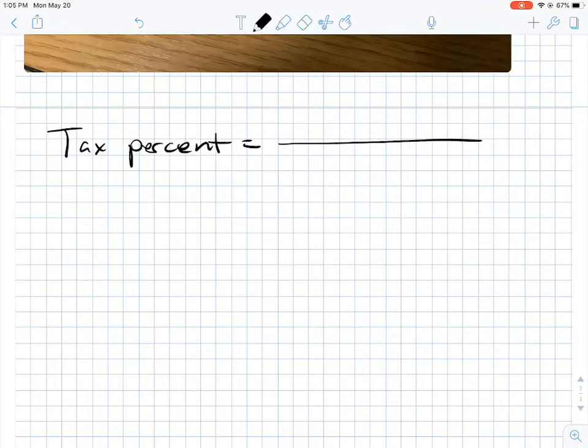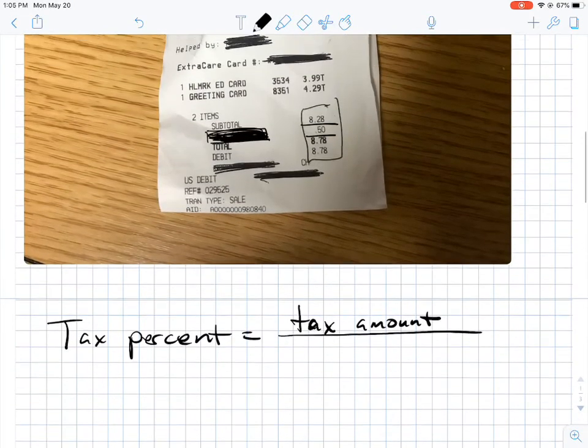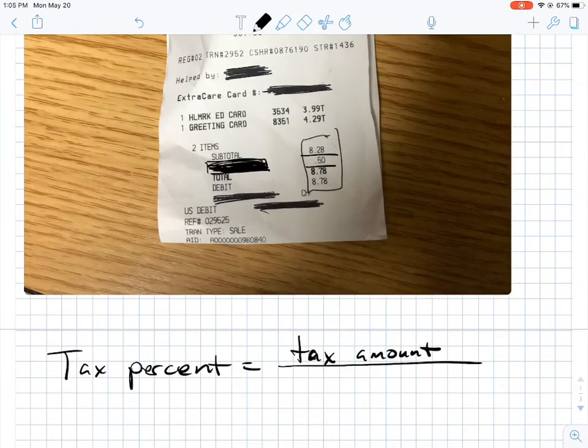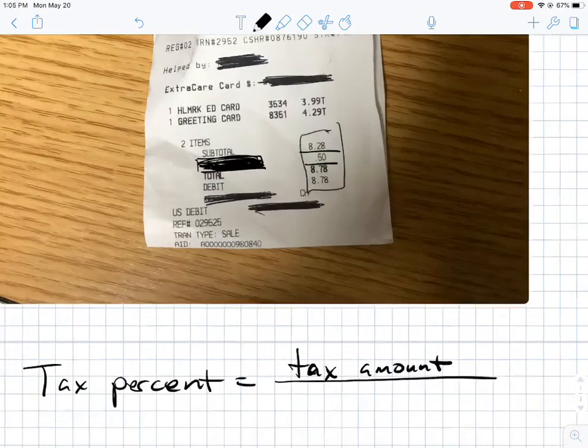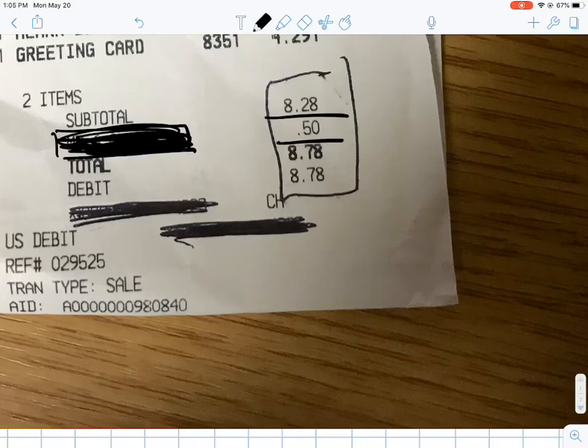All right, so again, based off of the percent change, you simply take the difference of the two numbers. Now, the difference of the two numbers is simply the tax amount. So if you go back and I take the total, that number there, which is $8.78, subtracting $8.28, I'm going to get that tax amount. So that would be the difference.